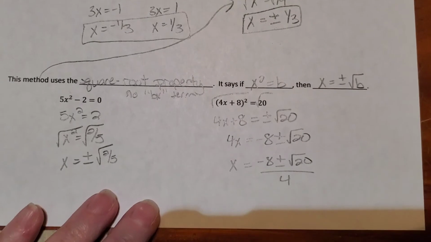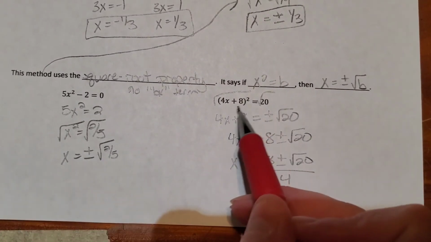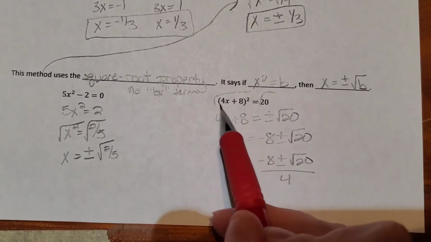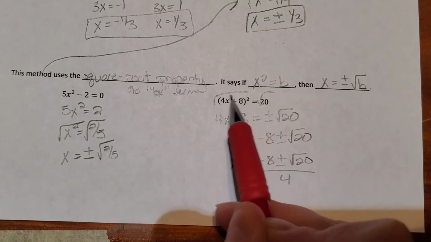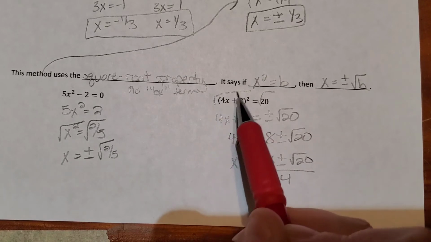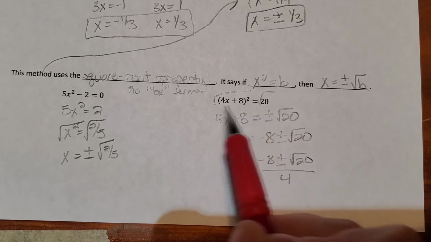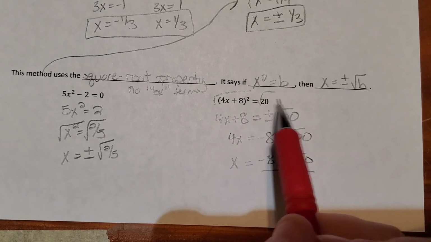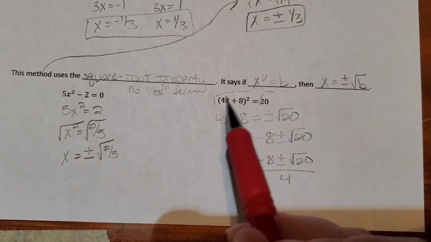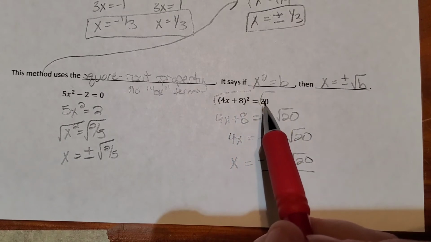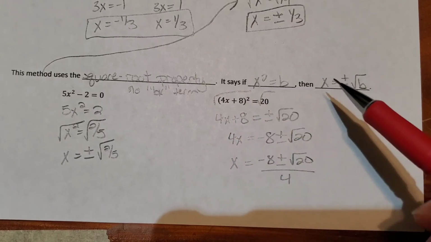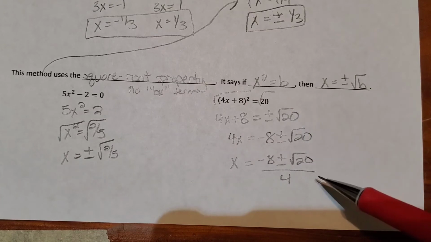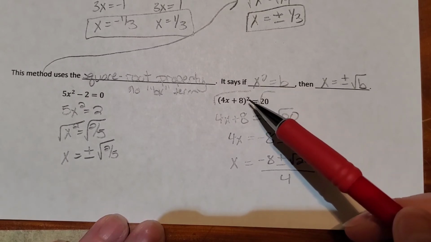Now, if you didn't recognize to use the square root property, you could have solved it by squaring the 4x plus 8, doing 4x plus 8 times 4x plus 8, foiling all that to get a quadratic equal to 20. You want it equal to 0, so move the 20 over, and then it wouldn't factor, you'd have to do the quadratic formula, and when you did the quadratic formula, you would end up with these exact same answers. It's a lot more work to do it that way, but it does work. It does give you these answers. The quicker way is to use the square root property.